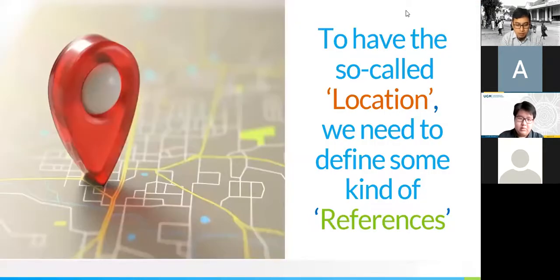And to have the so-called location, we need to define some kind of references to say that I am sitting in front of a computer. I'm sitting right in front of a computer, then we need to define that we are relatively situated in front of the computer, which in this case, the computer is the reference. So in order to say that something is localized, something is geolocalized, or something has coordinates, or something is situated in front of the other, we need some kind of references.